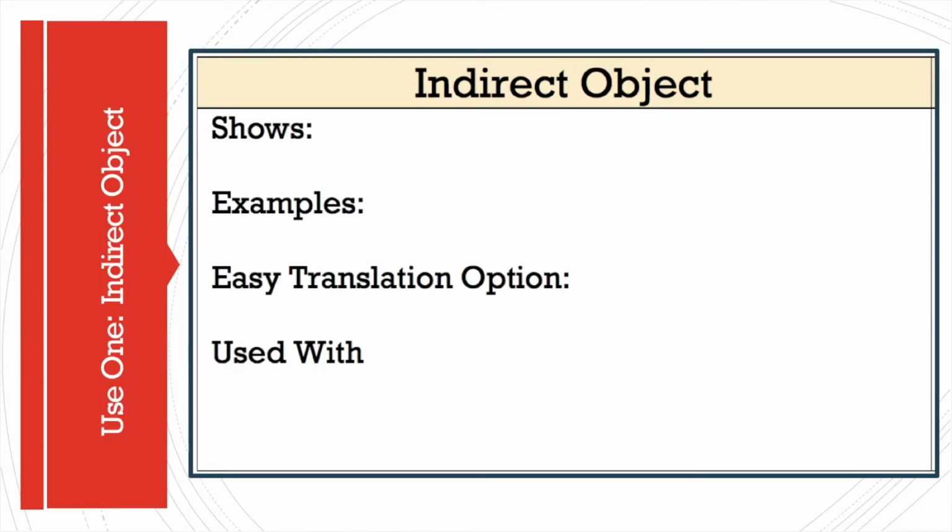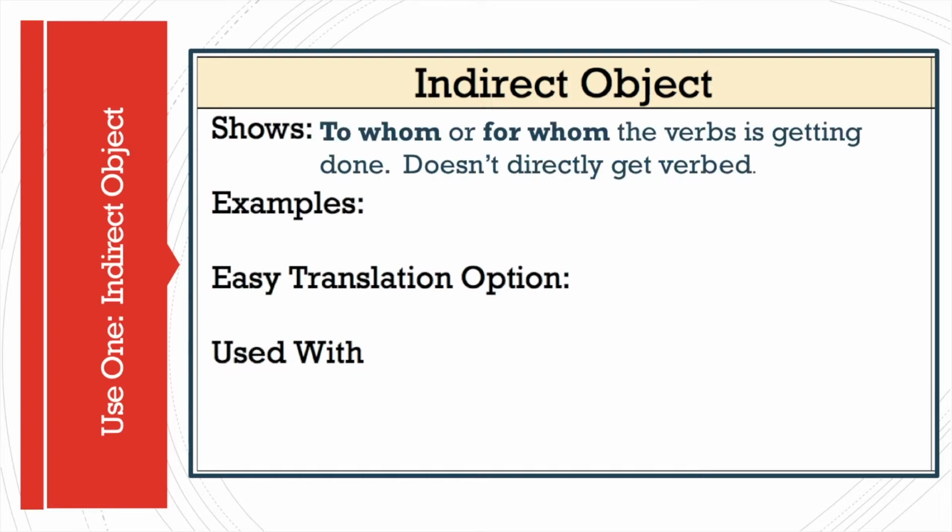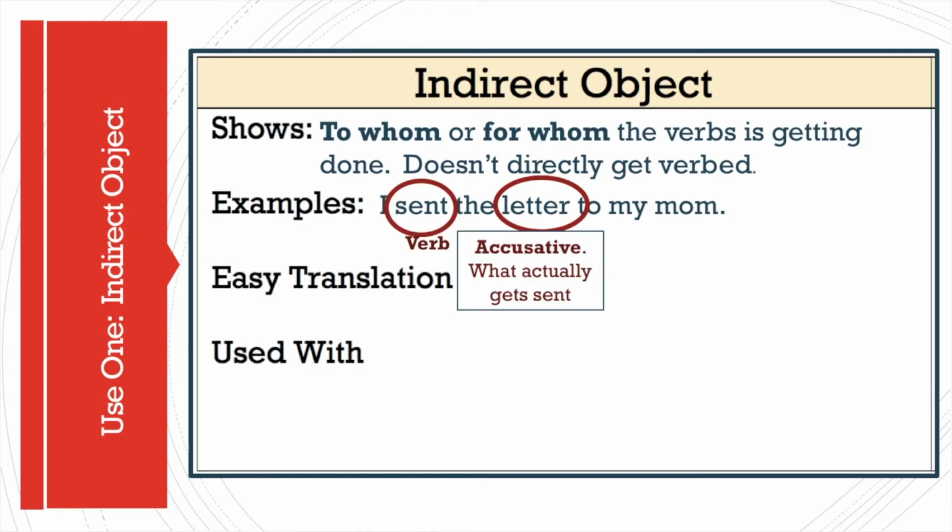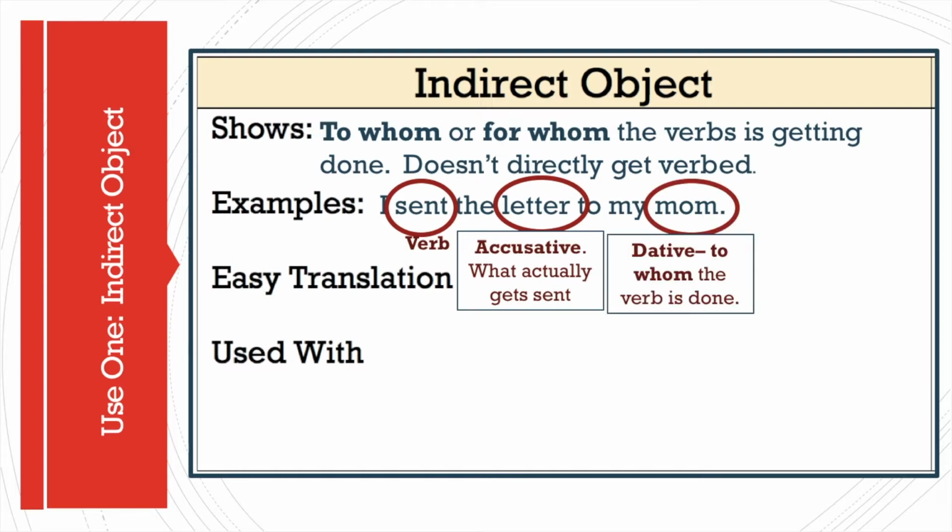So we have two big uses of the dative, and we'll fill out the chart in a little bit. But right now, we're going to talk about the indirect object. Now, the indirect object shows to whom or for whom the verb is getting done, but it doesn't directly get verbed. So here's an example. I sent the letter to my mom. Sent is my verb here, and what's actually getting sent, in the accusative, is the letter. And then my mom is like the interested party in this. She's not directly getting sent, but the letter is getting sent to her.